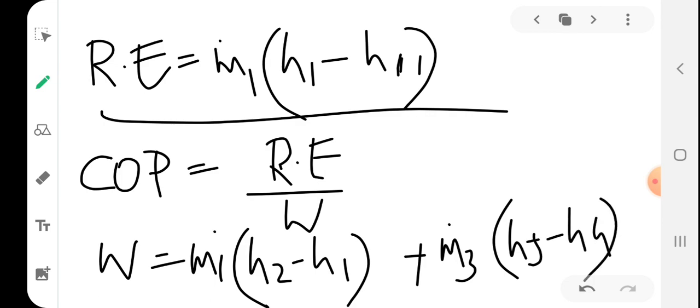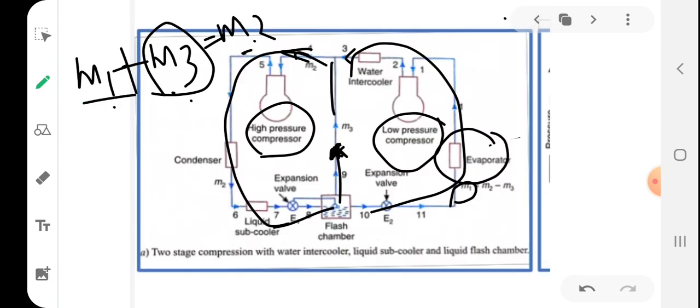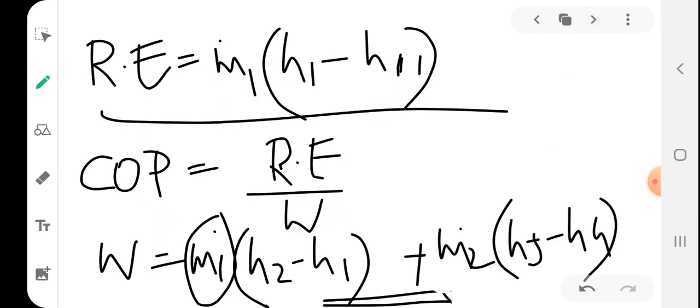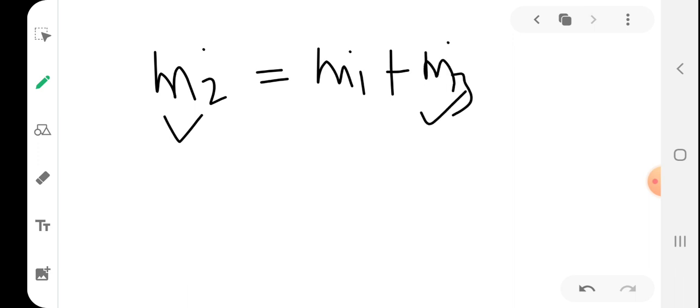H5 minus H4. Okay. So students, now we have to calculate M3 dot. Sorry, not M3 dot, this is M2 dot. Don't confuse, this is M2 dot, okay? Because the mass flowing through the second compressor is M2. Now we have to calculate the value of M2. In order to calculate M2, you have to use M2 dot equal to M1 dot plus M3 dot. So you require M3 to calculate the value of M2.